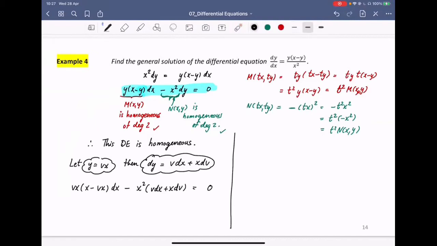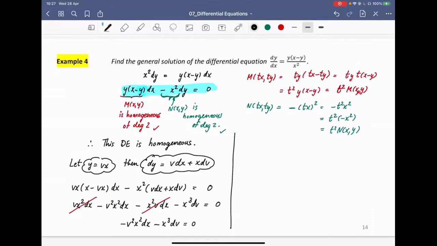And then you just need to simplify it. So I have vx squared dx, and then minus v squared x squared dx. I just expand it, and I have negative x squared v dx, and then negative x cubed dv equal to 0. You can see that something cancels: this term and this term are the same, so they cancel out. So you're going to have negative v squared x squared dx minus x cubed dv equal to 0.